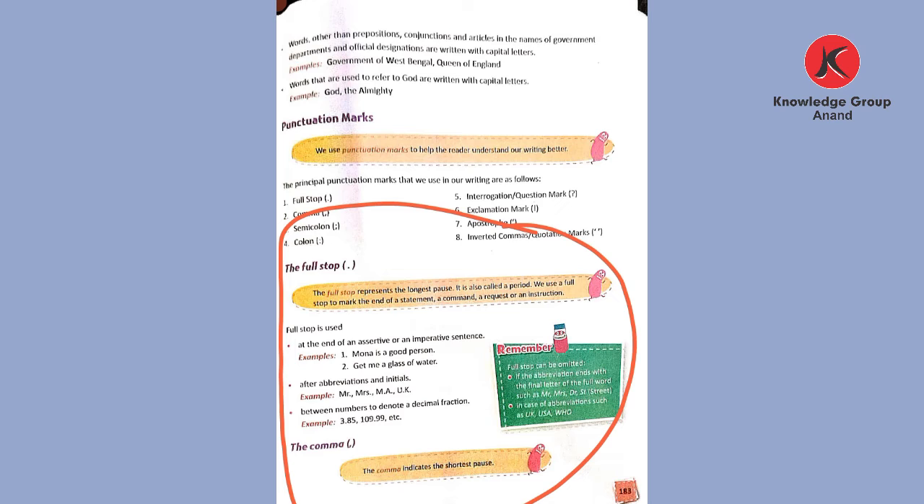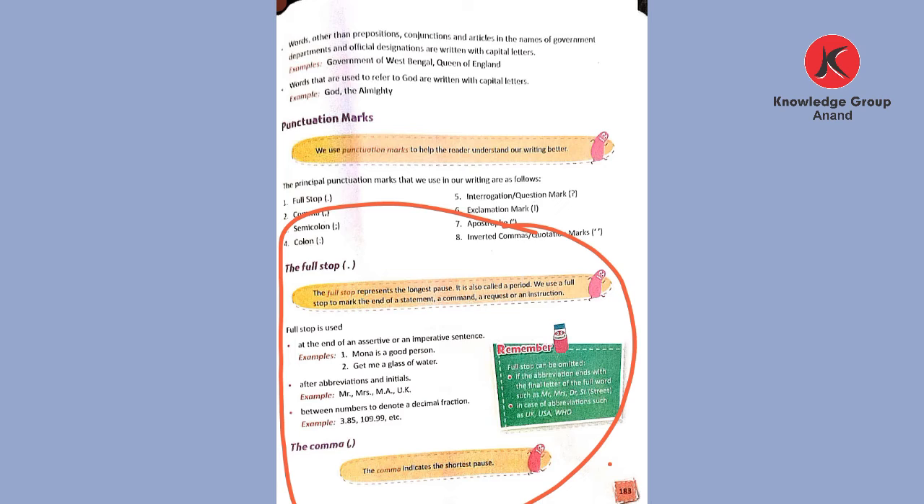We use a full stop to mark the end of a statement, a command, a request, or an instruction. So a full stop is used at the end of an assertive or an imperative sentence. You know what an assertive and an imperative sentence is. The examples are here: Mona is a good person. Get me a glass of water. Also after abbreviations and initials: Mr., Mrs., M.A., U.K. And between numbers to denote a decimal fraction. The next one is the comma. Comma indicates the shortest pause.